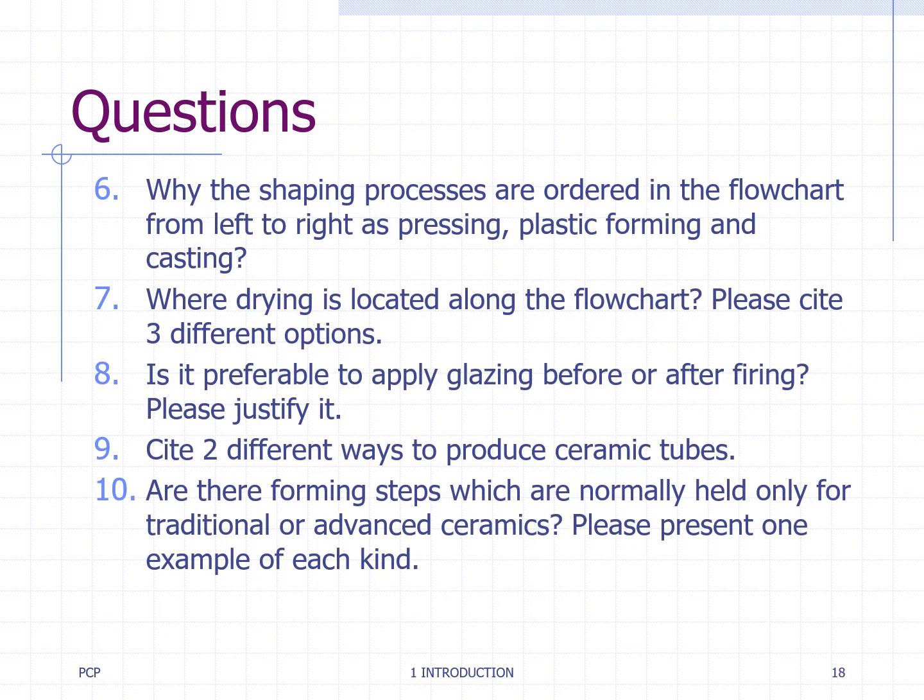Why are the shaping processes ordered in the flow chart from left to right as pressing, plastic forming, and casting? Where is drying located along the flow chart? Please cite 3 different options. Is it preferable to apply glazing before or after firing? Please justify it. Cite 2 different ways to produce ceramic tubes. Are there forming steps which are normally held only for traditional or advanced ceramics? Please present one example of each kind.